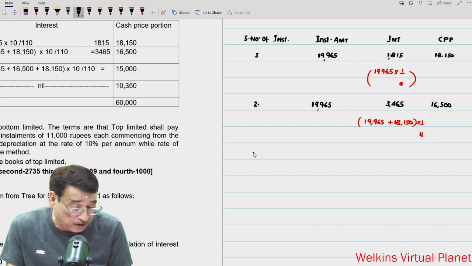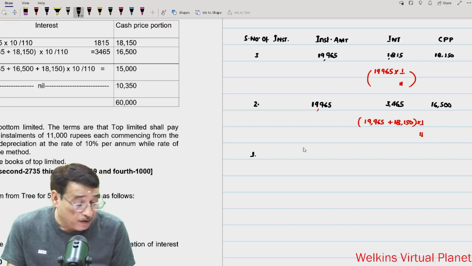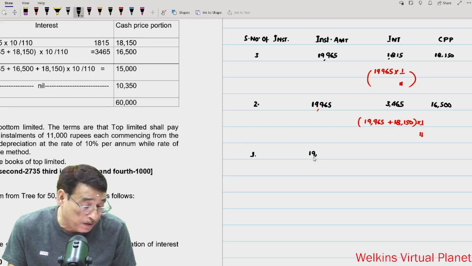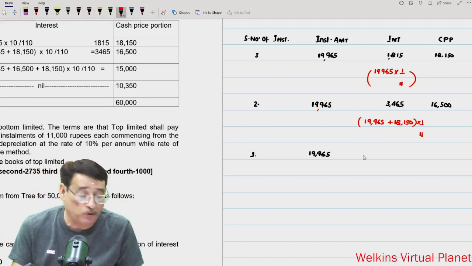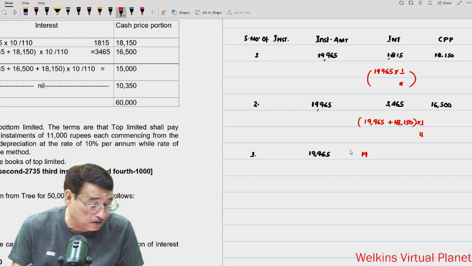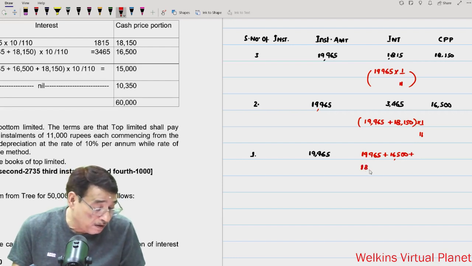Similarly, now I will reach the first installment. When I am in the first year, first of all I will have to find out the total amount due. In order to find it, I will write this installment 19,965 plus I will add 16,500 plus I will also add 18,150. This total shows that when you are in the first year, the total amount due is this much. So interest will be computed on this amount.